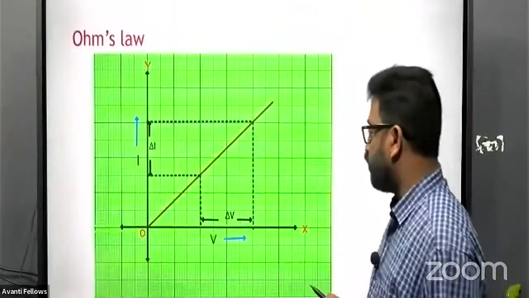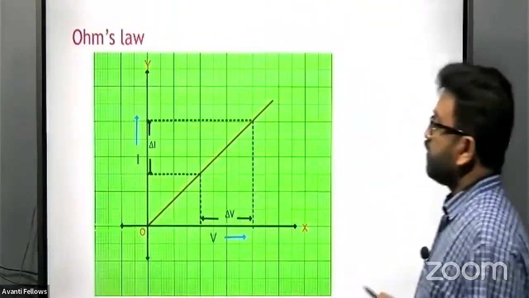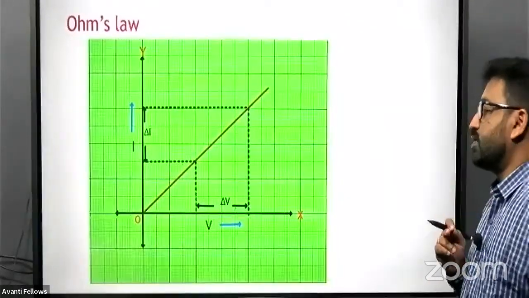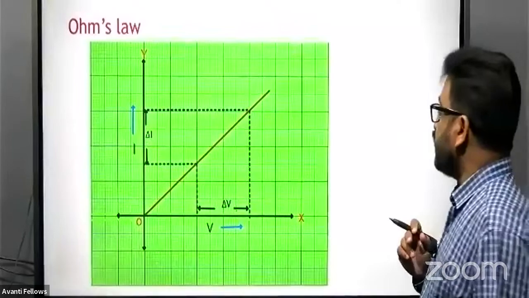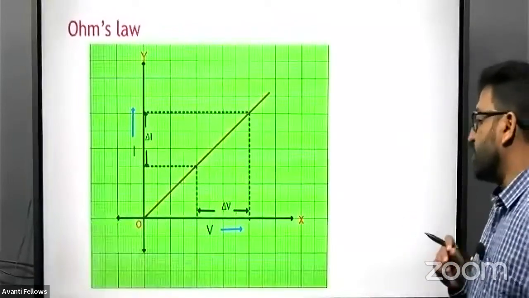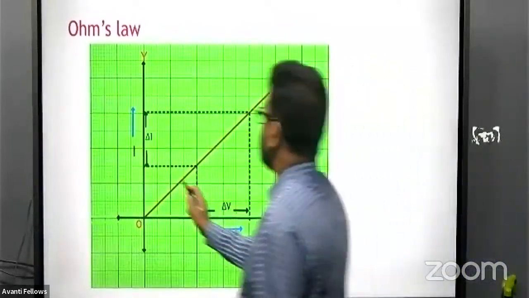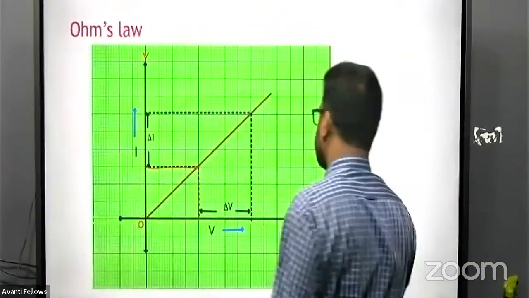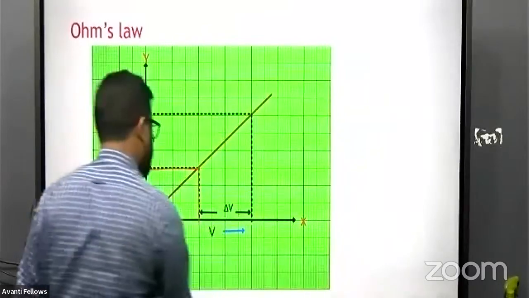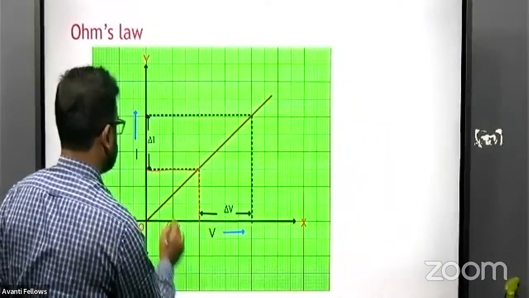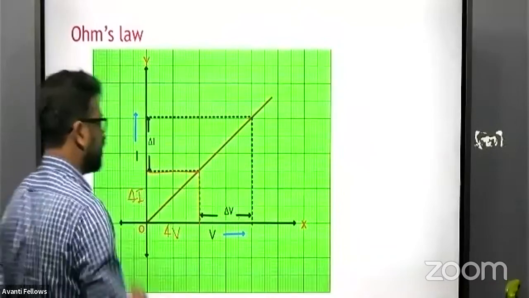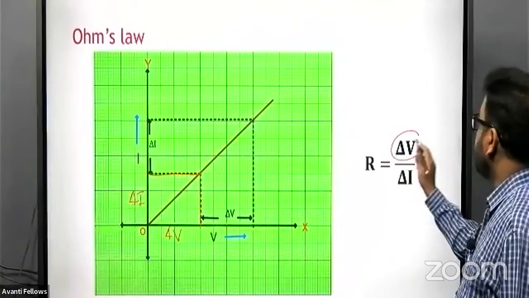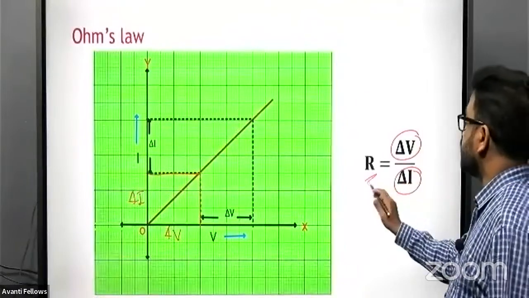So this is the graph of Ohm's law. See here, different V and I. I is varying linearly with V. We can take the slope of this, delta Y divided by delta X. So this one is delta V and this is delta I. We can take slopes like that, and delta V by delta I is called the resistance.